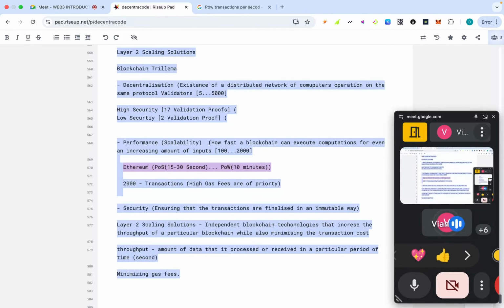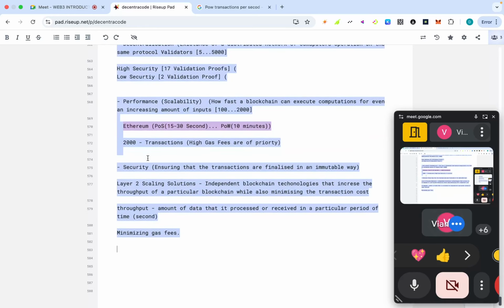Now, layer 2 solutions have a number of technical, I wish I could open a new one. Can I? Okay.